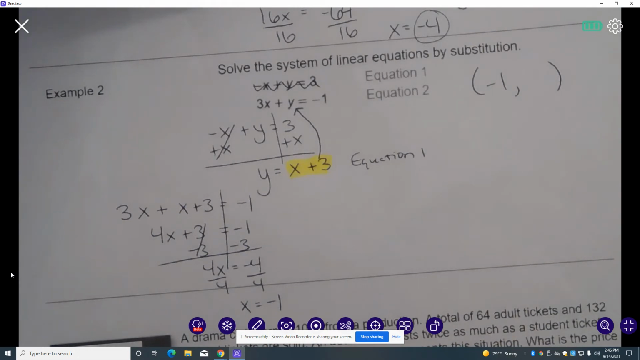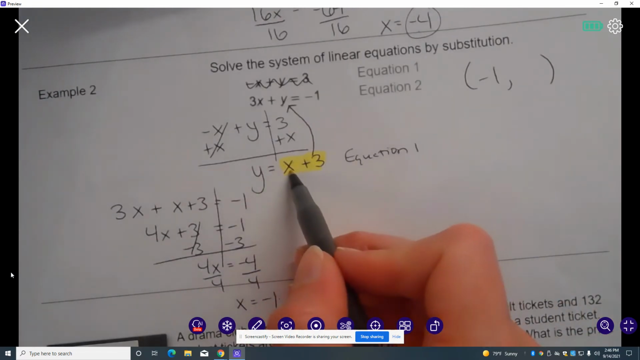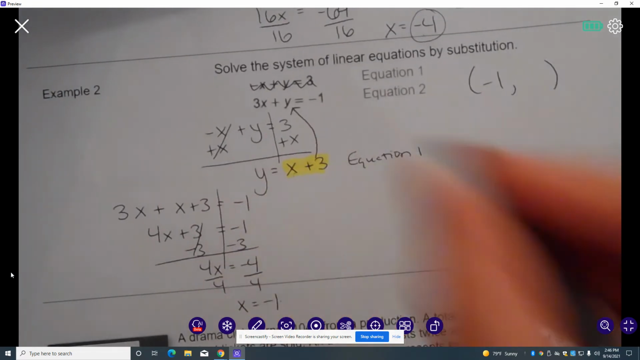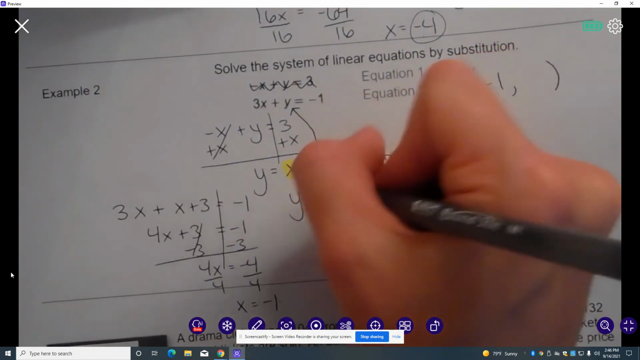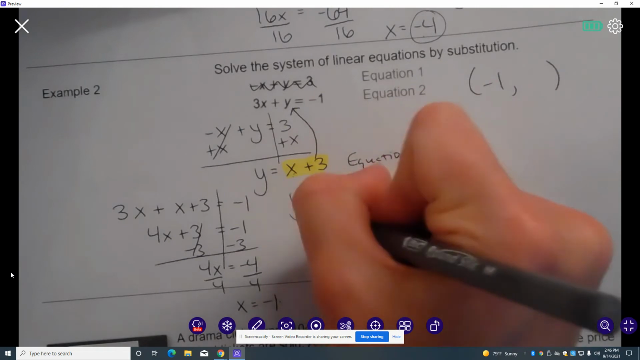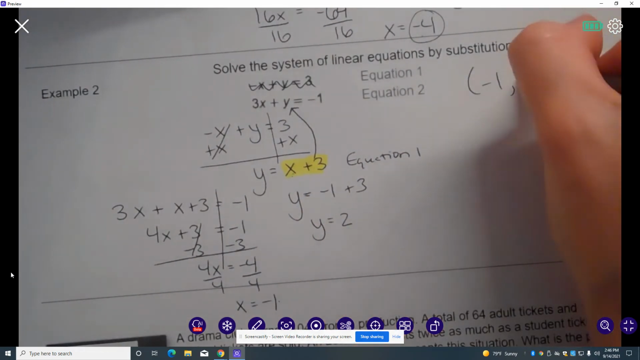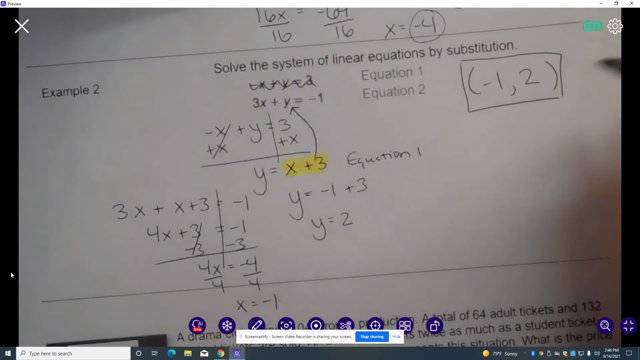Now, again, I still need to find my y value, so I can go ahead and take my x value and plug it in for x. So y is going to be equal to negative 1 plus 3. So y is equal to 2. My solution to the system is negative 1, 2.